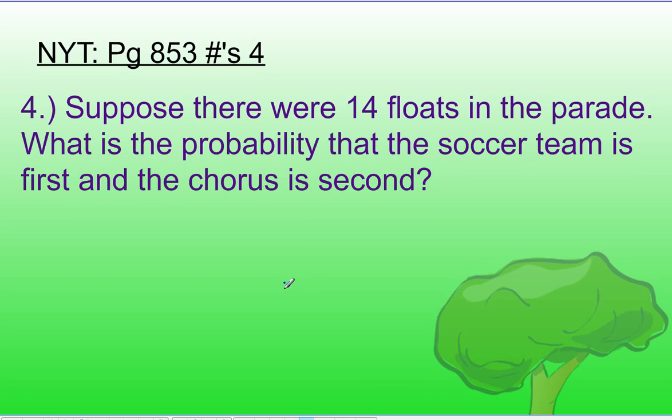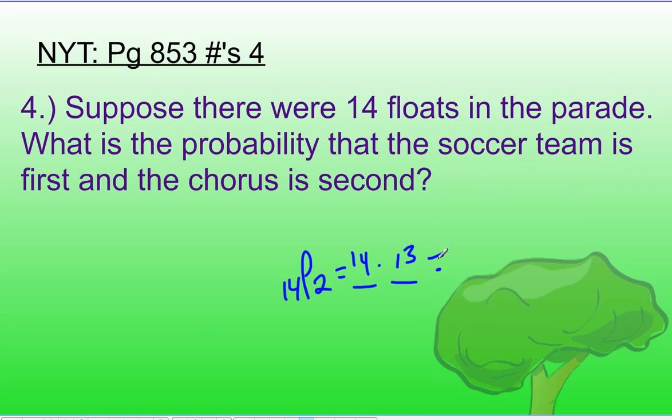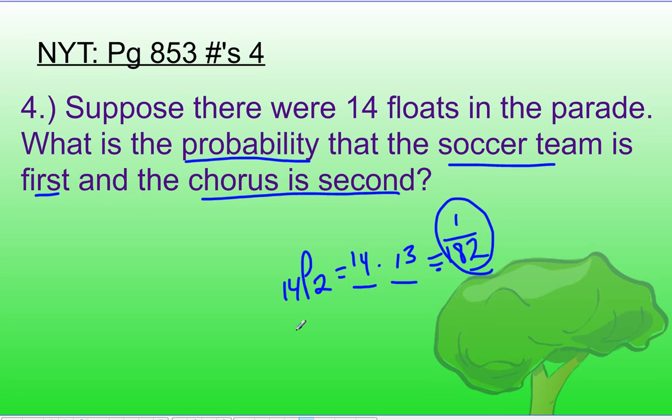Okay, well, if there's 14 and you're picking the first 2, that gives us 2 blanks, 14 times 13, which equals 182. There's 182 ways you can pick the first 2, and if we're finding probability, only 1 out of those 182 will have the soccer team in first and the chorus come in second. And that's if soccer is first and chorus is second.